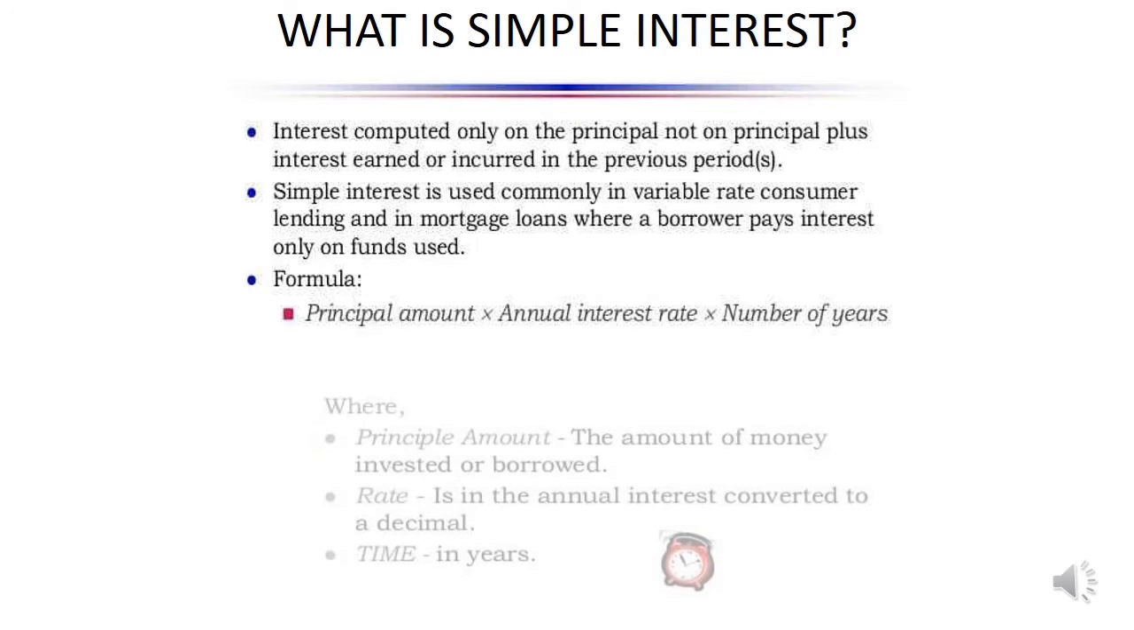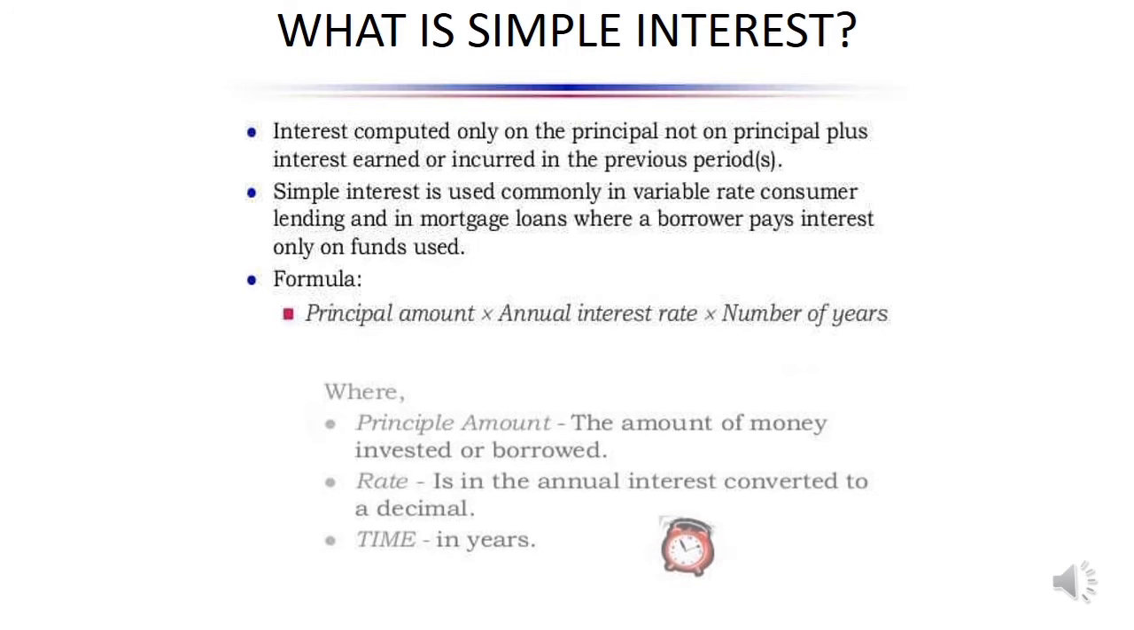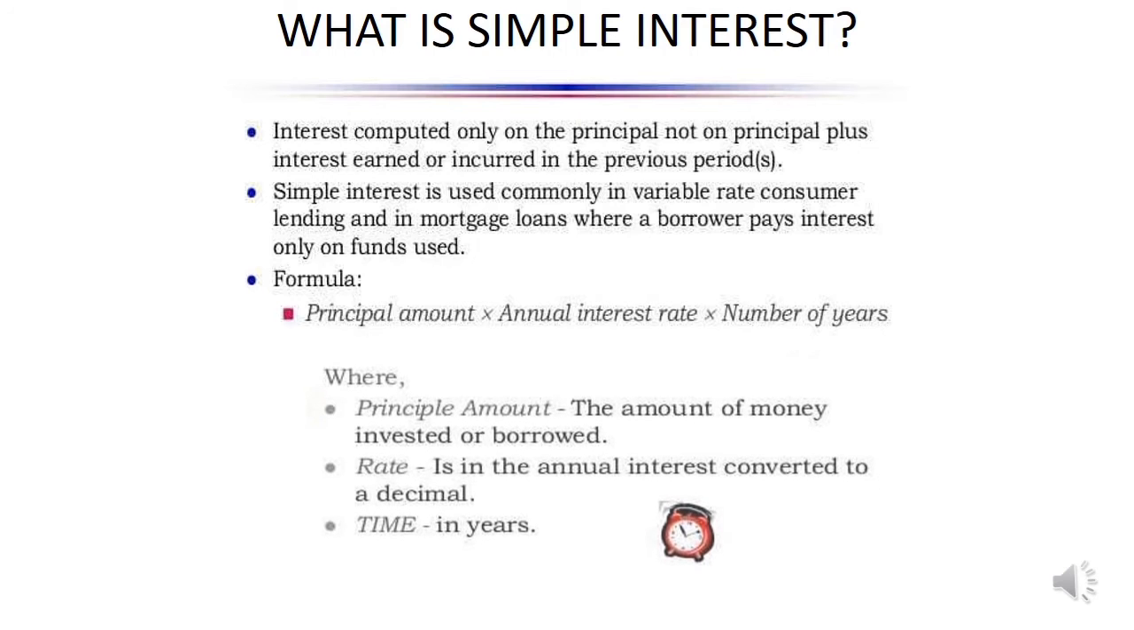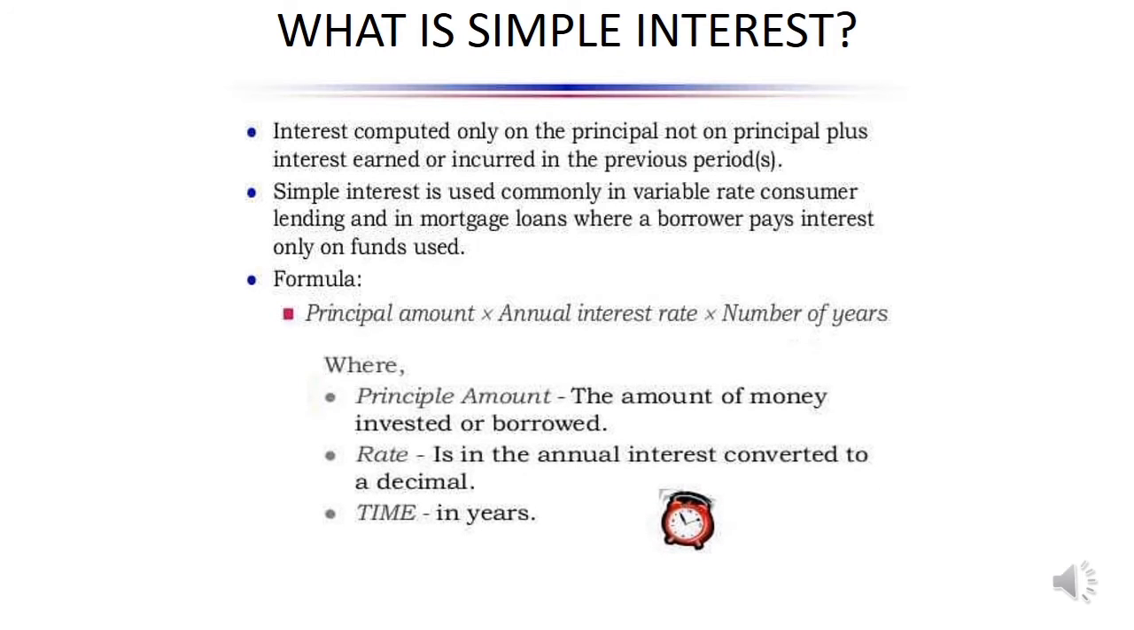For principal amount, the amount of money invested or borrowed, and the rate is the annual interest converted to a decimal, the time in years. So that is the formula.